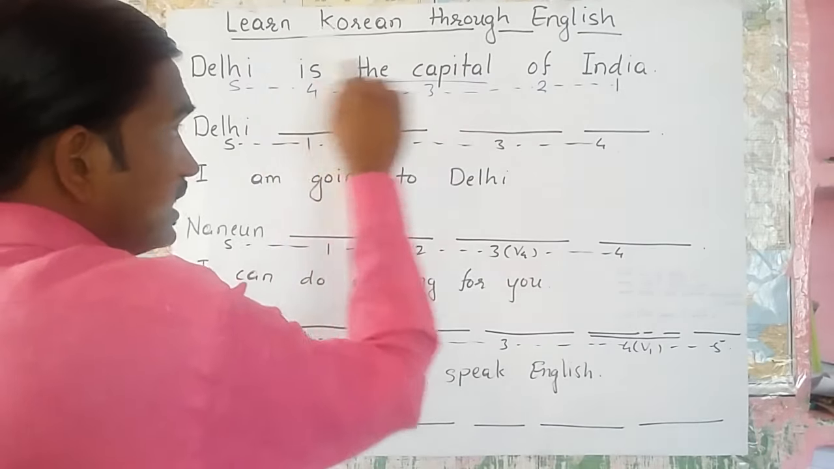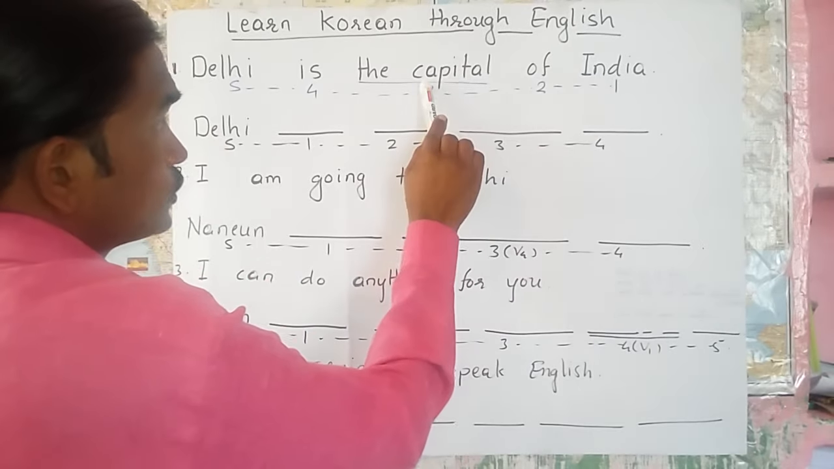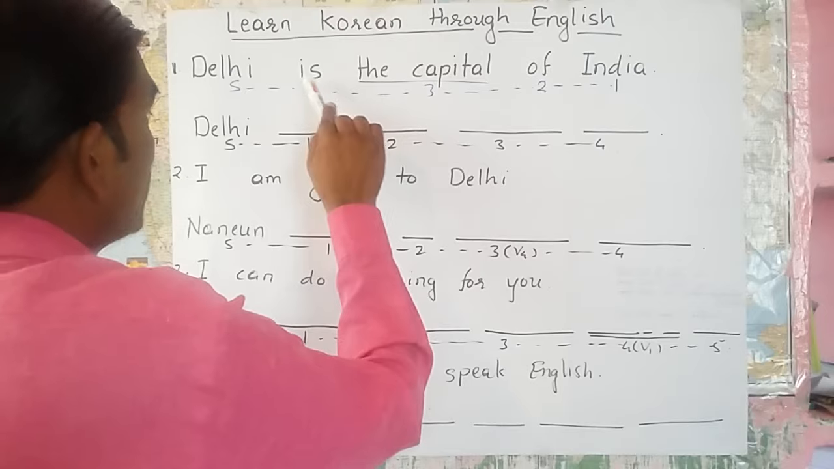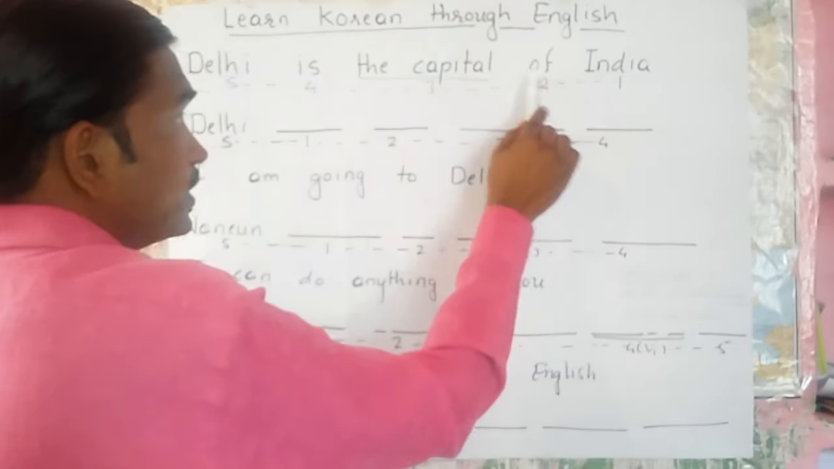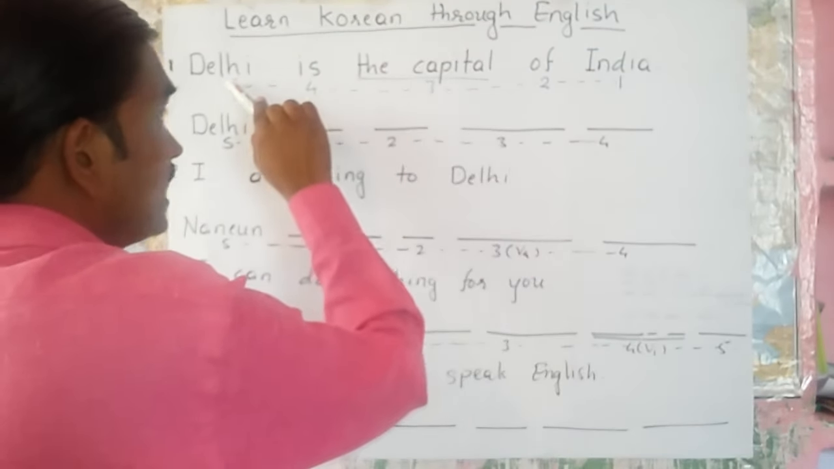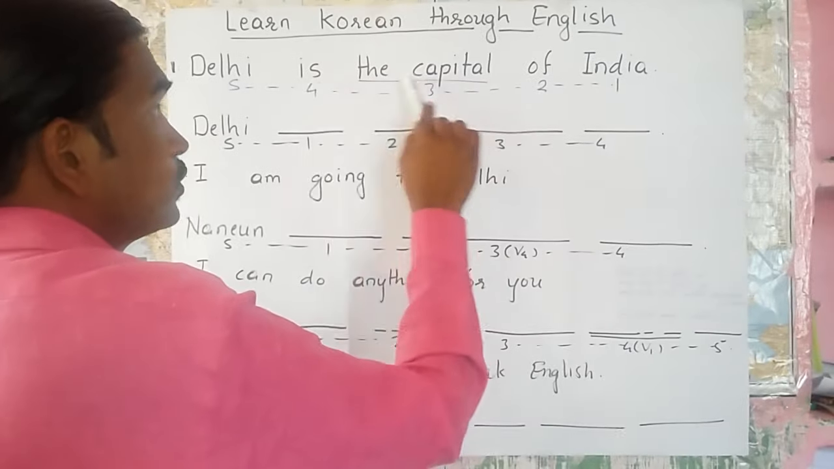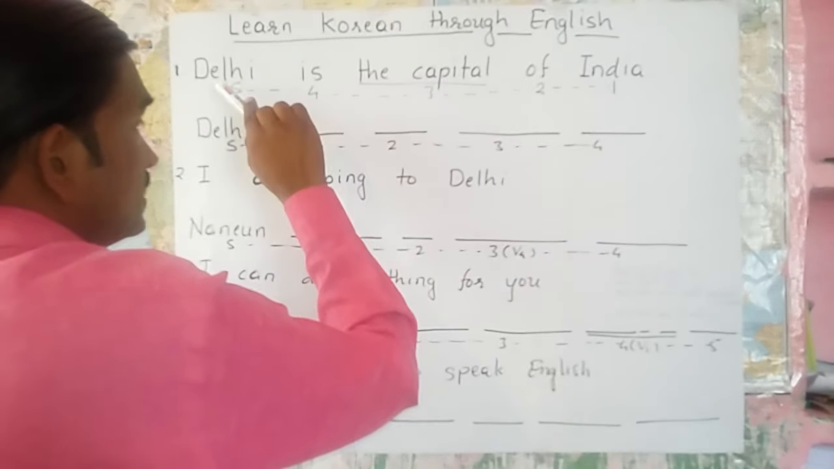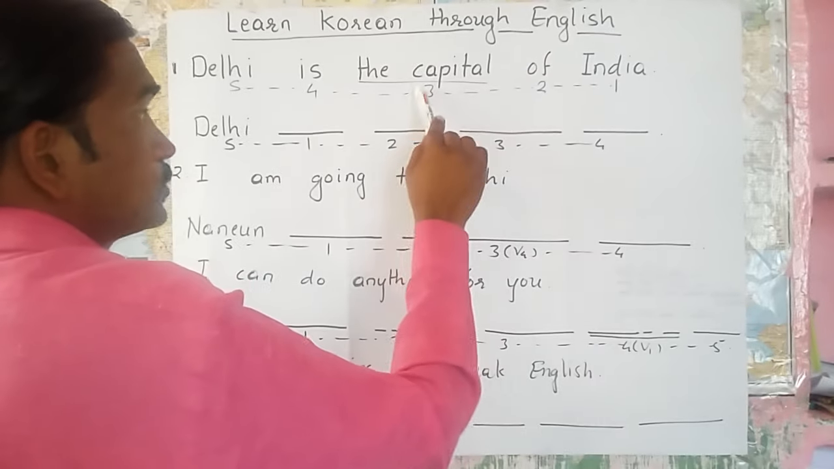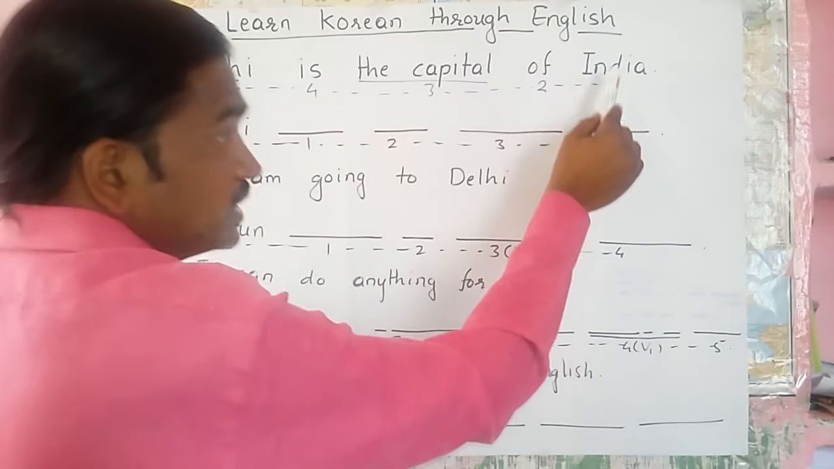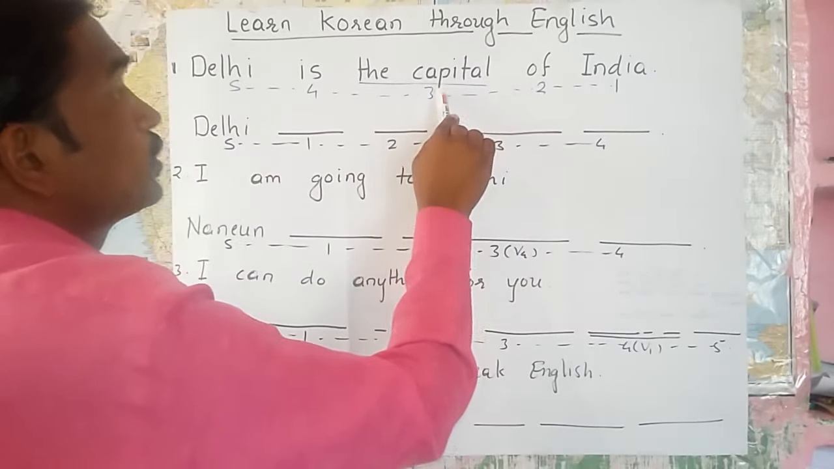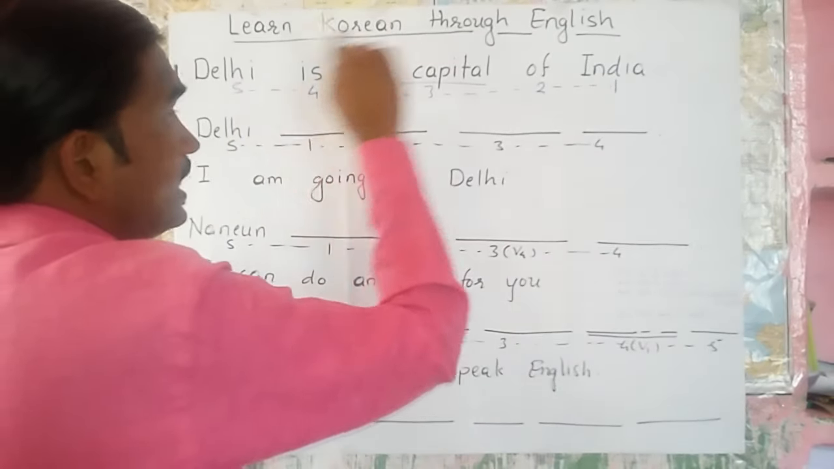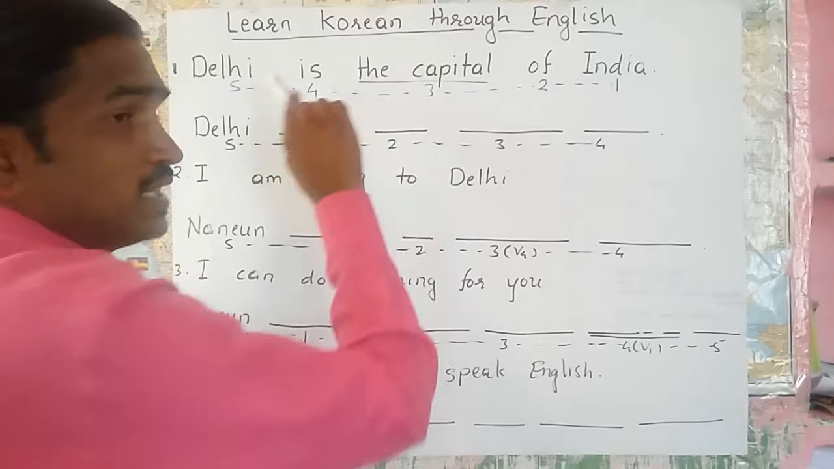Look here. Delhi, Indo-we, Sudo-in, Ida. Delhi, Indo-we, Sudo-in, Ida.